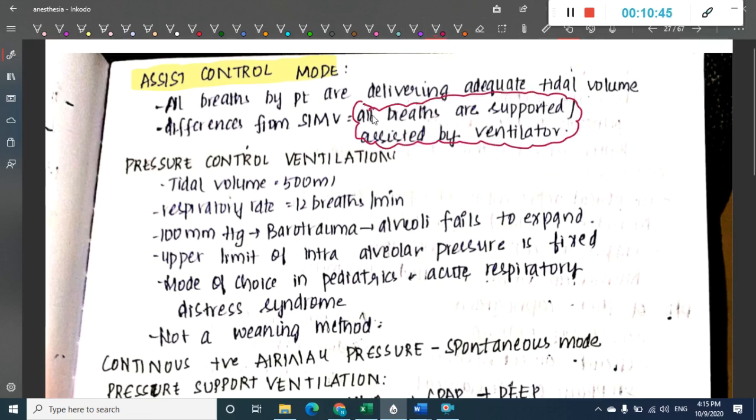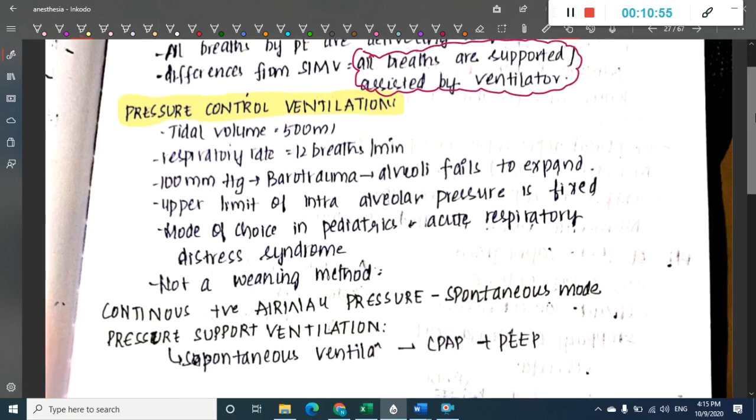Next, we have pressure control ventilation. If we give 500 ml of tidal volume to everyone, some people may require less volume, some may require more. If we give 500 milliliters and 12 breaths to each and every patient, this can result in barotrauma, because this can generate high pressures which the lung cannot take in, and it can result in injury to the lung.